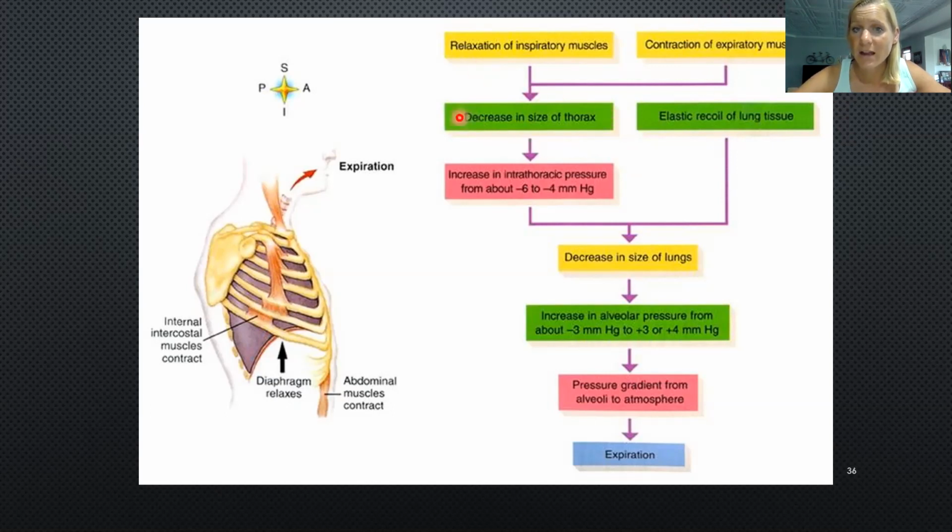So again, that's going to cause me to decrease the size of my thorax, which means I'm going to increase the pressure inside of my lungs. And as a result, the pressure inside is greater than the pressure outside. So the air wants to get out to reach equilibrium again. And that's going to force the air to exit out via expiration.